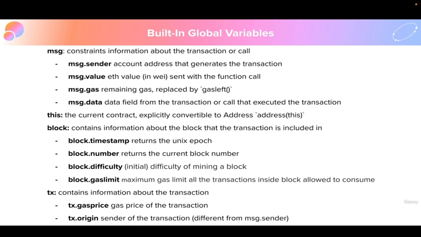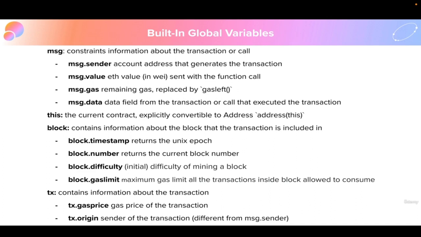There are many global variables and functions that exist in the global namespace, most of which are extremely useful and you'll use day to day in your Solidity programming life. In the last lesson, we saw two of these variables, message.sender and message.value. So what is message? Message contains information about the transaction or function call. Message.sender returns the account address that generated the transaction. Message.value returns the ETH value in wei sent with the function call. Message.gas returns the remaining gas. Keep in mind that message.gas has been deprecated for gasleft. Message.data returns the data field from the transaction or call that executed the transaction.